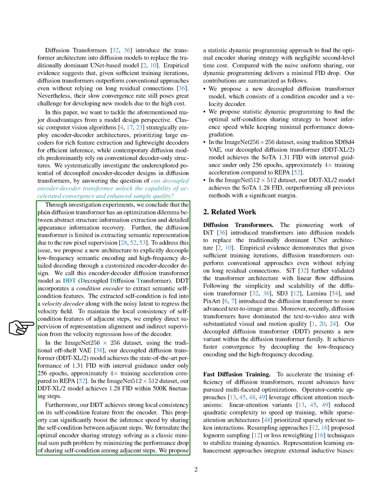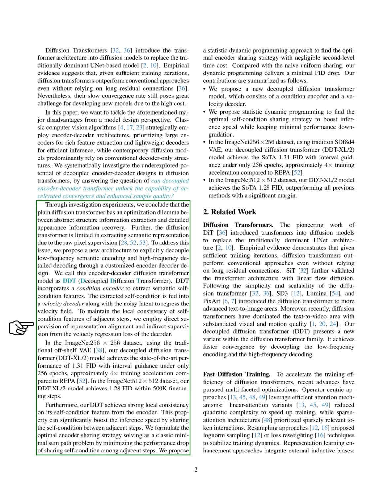To tackle this, we propose a new architecture that separates low-frequency semantic encoding from high-frequency detailed decoding, which we call the Decoupled Diffusion Transformer, DDT. Our DDT model features a common encoder for extracting semantic features, which are then processed by a velocity decoder along with noise to estimate the velocity field. To ensure consistency in the features across adjacent steps, we apply both direct supervision for representation alignment and indirect supervision from the decoder's velocity regression loss.